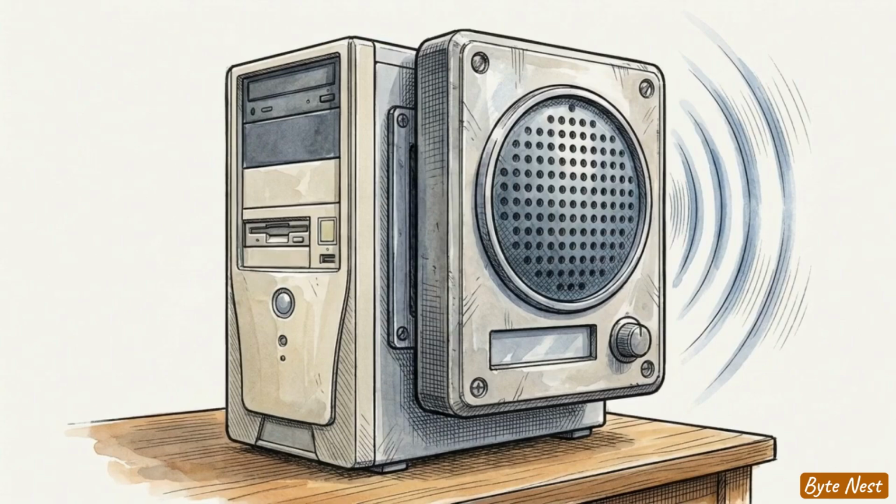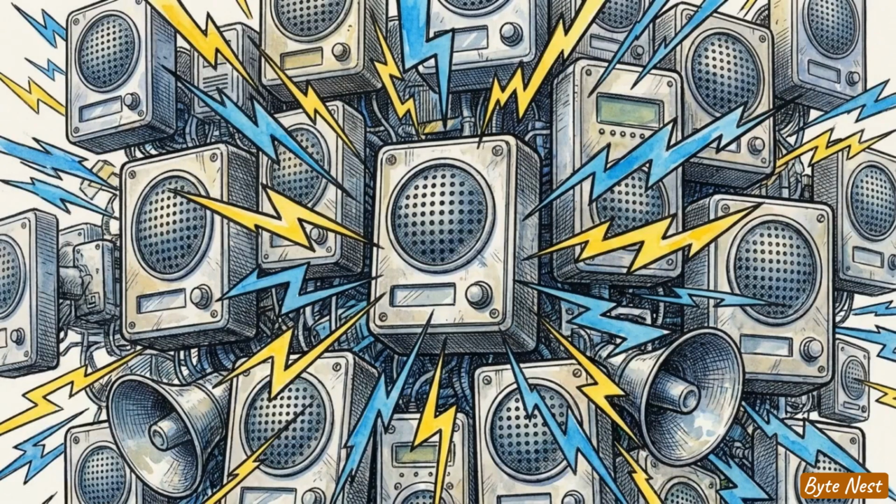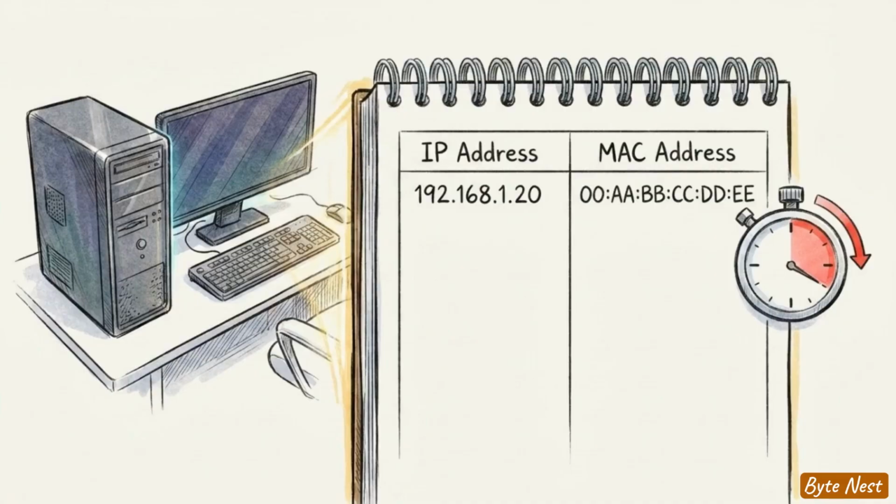But there's a catch. If your computer had to use the intercom every time it sent a tiny piece of information, the office would be filled with constant deafening shouting. To stay quiet, devices use an ARP cache. You can see it in this table appearing next to the computer.